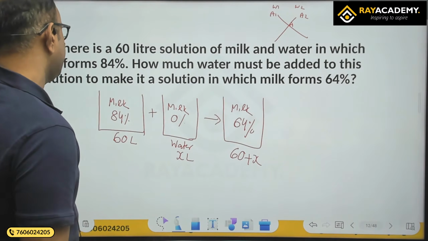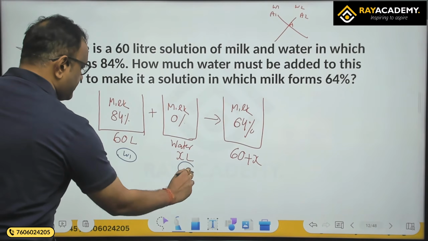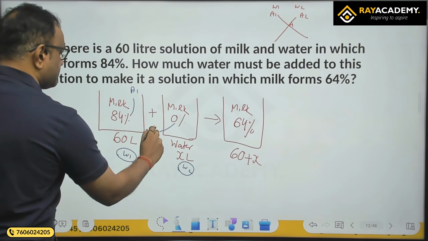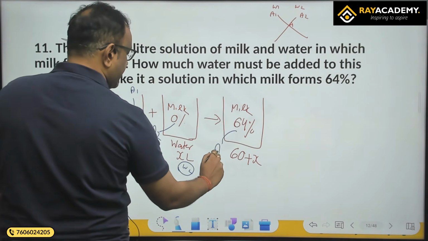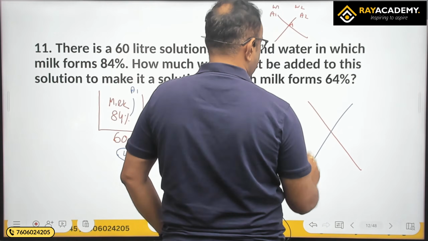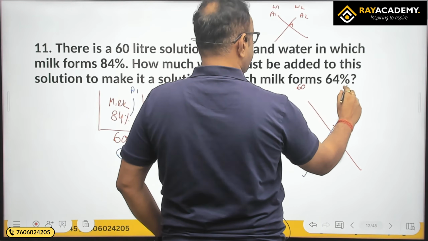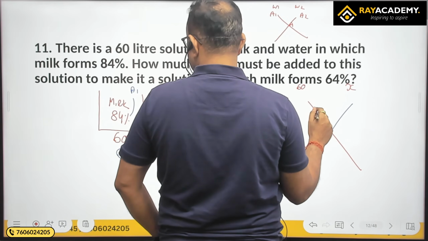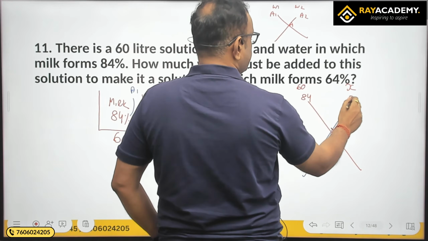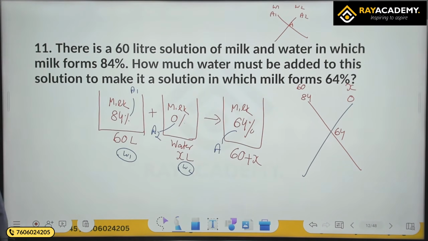These things are required. So this one will be your W1. This one will be your W2 weightage. This one will be your A1. This is your A2. And this is your A. Now let us plot it here. W1 is 60. W2 is, I don't know, I need to find out, X. A1 is 84%, so you can just write 84. A2 is 0, and this is 64%, so you can simply write 64.